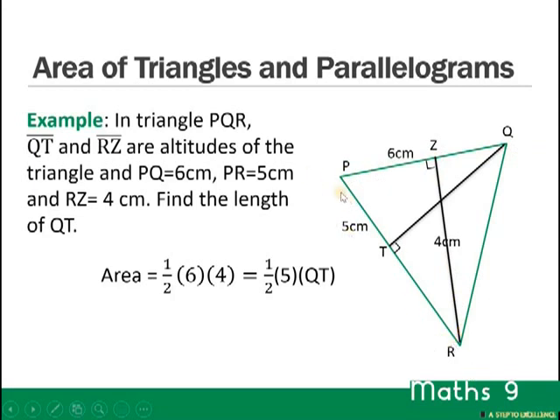Or we could use this as the base, and then this would be the height. So the area will be a half times 5 times the length of QT. So this means that a half times 6 times 4 is equal to a half times 5 times QT. So QT is 24 over 5 centimeters.